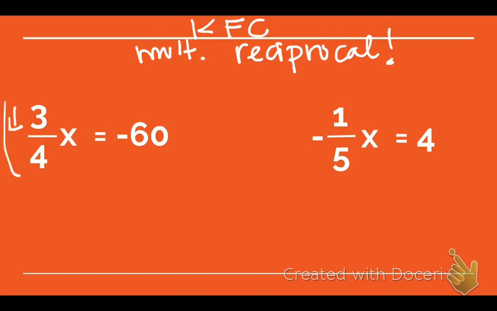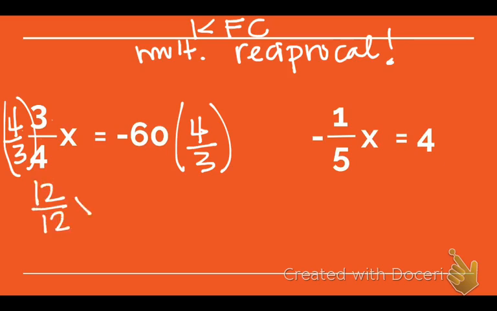So I'm going to times by 4/3 on this side and times by 4/3 on this side. 4/3 times 3/4 gives me 12/12. Right? We multiply straight across. And -60, I need to put over 1. I'm going to multiply across. 60 times 4, that's -240. And 1 times 3, that gives me 3.